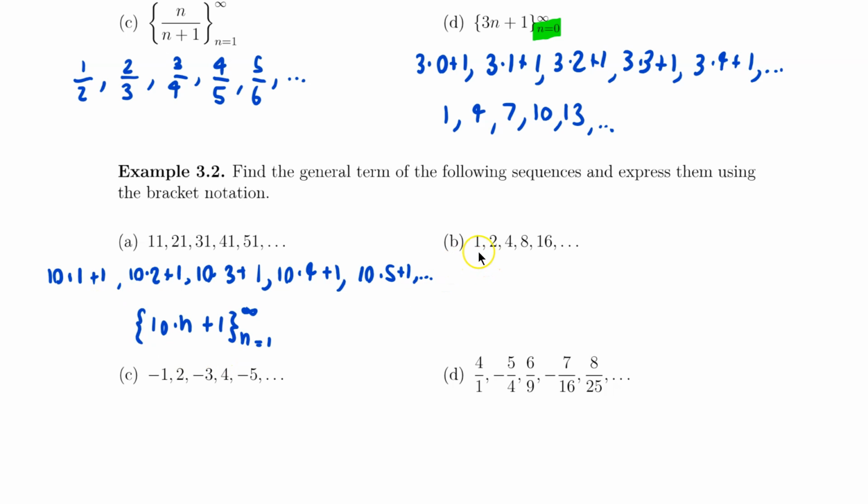The next one, 1, 2, 4, 8, 16. So you can probably already see this is 2 to the 0, 2 to the 1, 2 to the 2, 2 to the 3, and 2 to the 4.